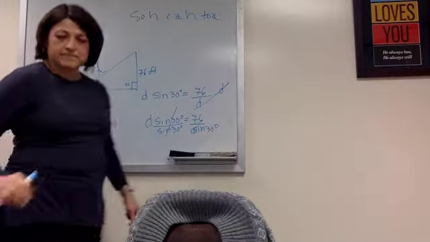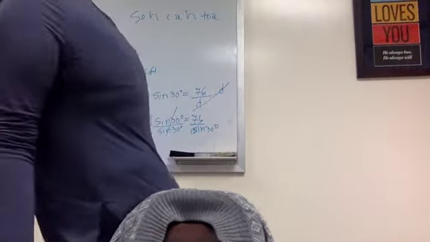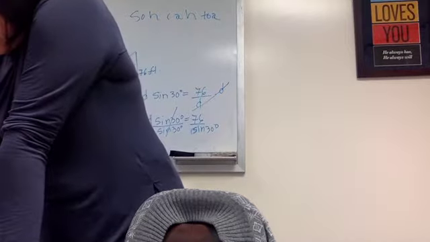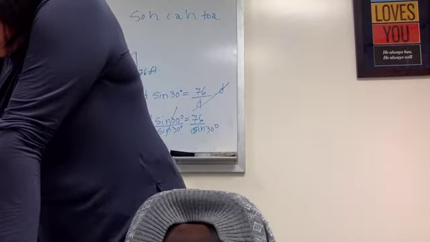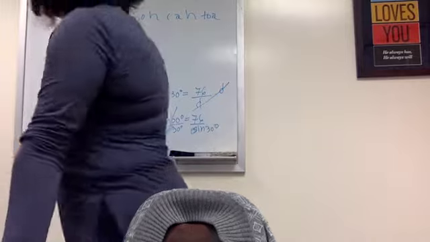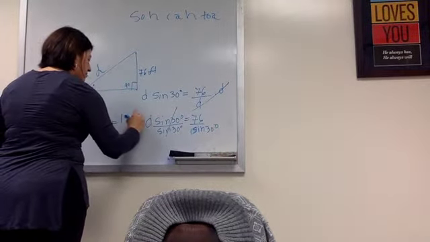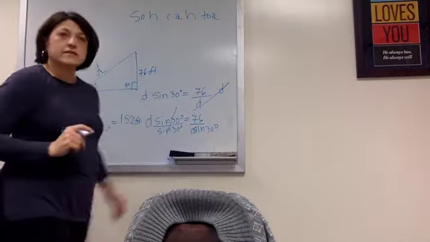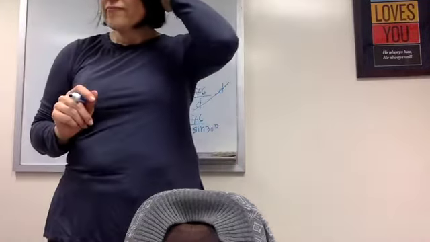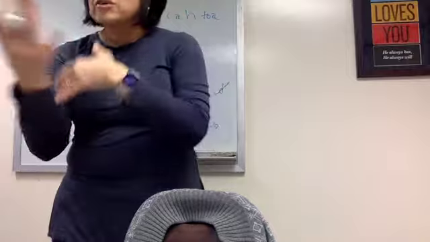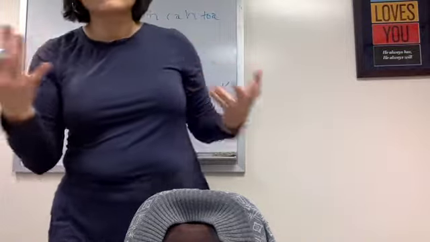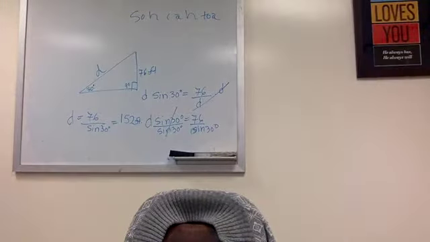So what is that? 76 divided by sine of 30 degrees. 152 feet. Did you guys get that? Okay. So the algebra is a little bit different in terms of how you're solving, but the steps are roughly the same.